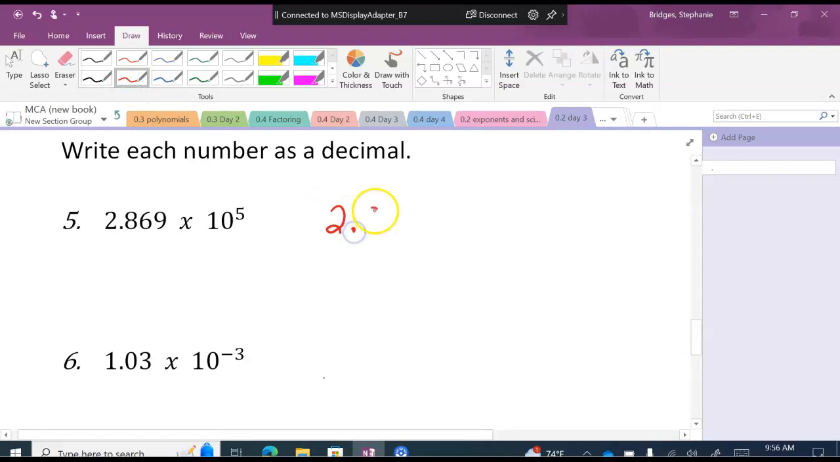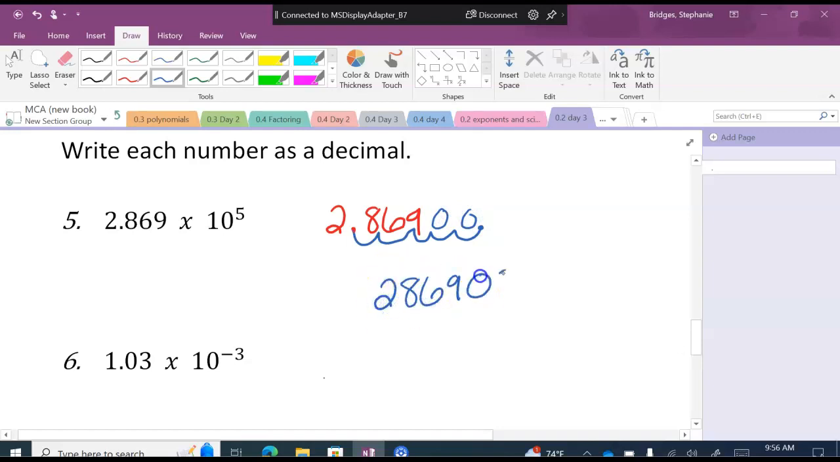If I want to take 2.869 and I want to turn that into a decimal, how many times am I moving my decimal? 5. And which way do I go? To the right, making it bigger. So I'm going to go 1, 2, 3, 4, 5. And what do I fill in those empty spaces? Zeros. 0 is my placeholder. So that number looks really ugly. It turns into 286,900. Everybody okay with that one?